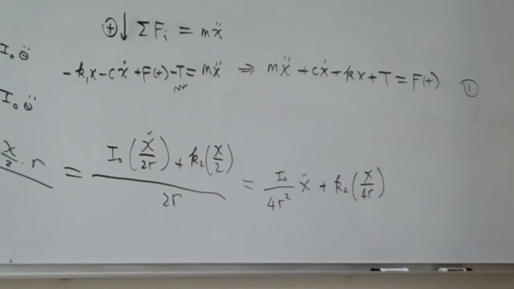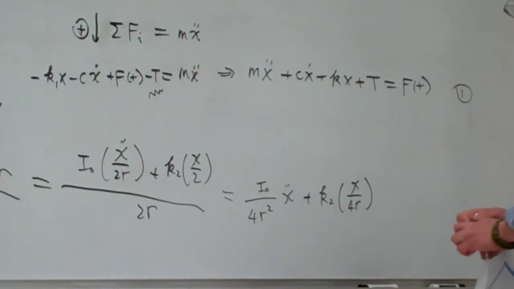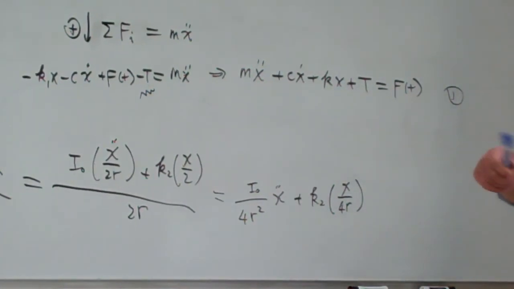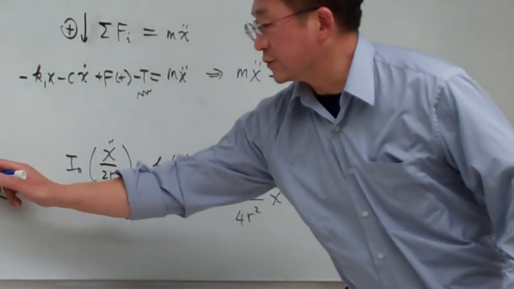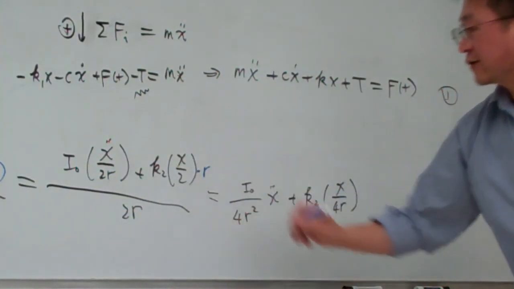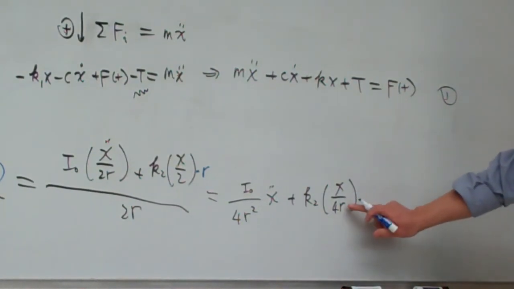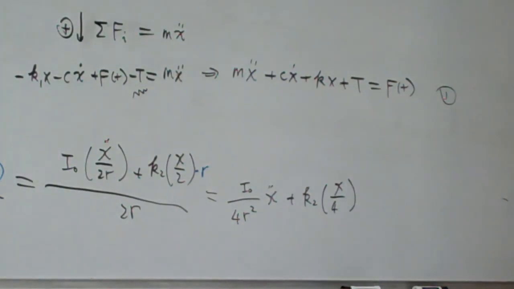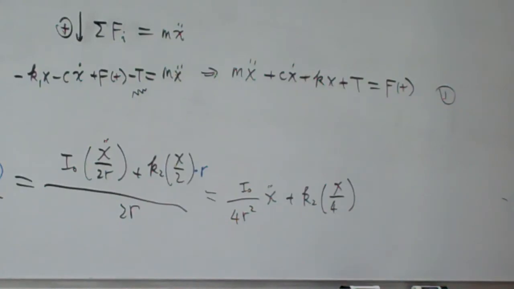Oops, since I forgot this term, please edit this one here. I forgot that one. So that means here we only have x over 4. Good? Okay. So right now we have everything.